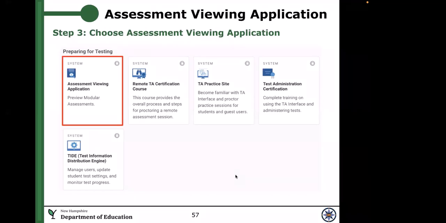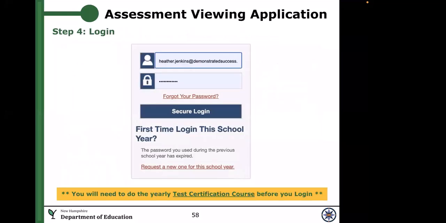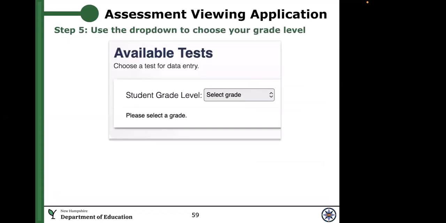As we get into the assessment viewing application, you have to log in. Again, here on the bottom, it says please take the test certification course before you log in. If it's your first time, you'll hit request a new one for this school year. They'll start to give you all your codes and everything like that. If it doesn't pop up in your email within a minute or so, check your spam, because sometimes the code gets sent there. That's the way you're going to be able to get in.